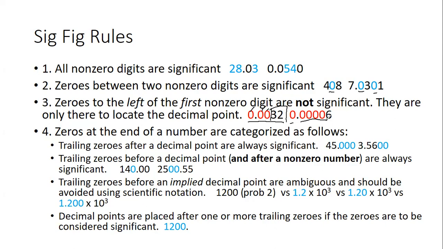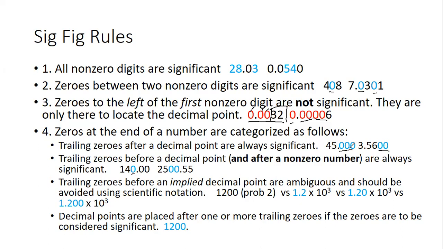However, if you have zeros at the end of a number, that is, after a non-zero number, they are significant. So here our zeros are after the 5, which means they're significant. Our zeros here are after the 6, so they are significant. They can be in front of the decimal or after. It really doesn't matter. If the 0 is coming after a non-zero number, we are saying it is significant, right?